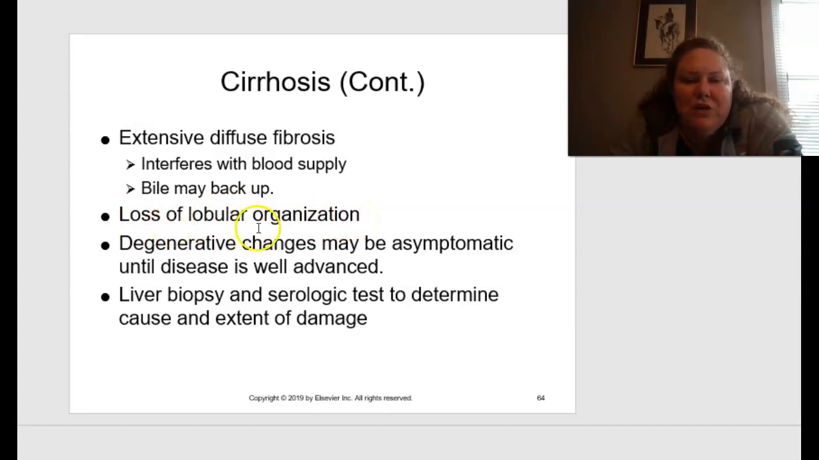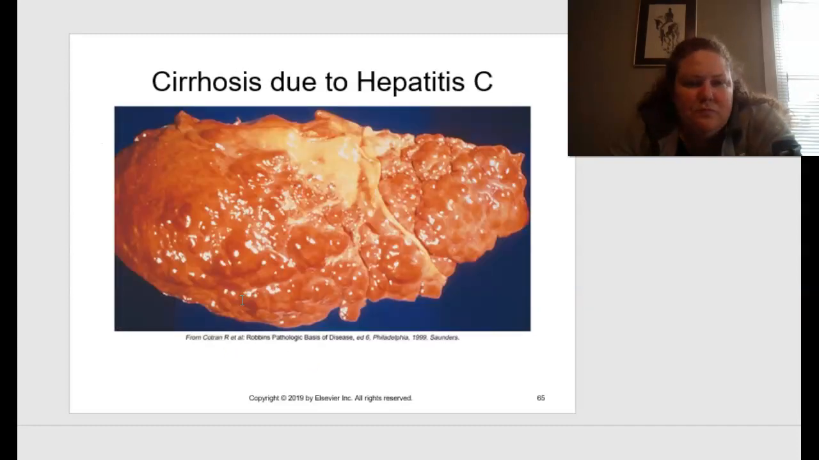You can also have degenerative changes that can be asymptomatic until the disease is very well advanced. A liver biopsy and serologic tests to determine the cause and extent of damage are required. This is figure 17.24 in your book on page 463, and this is showing you the cirrhosis of the liver due to hepatitis C infection.